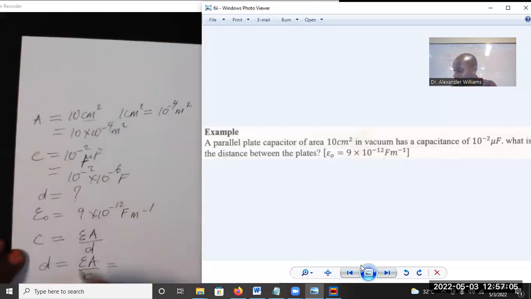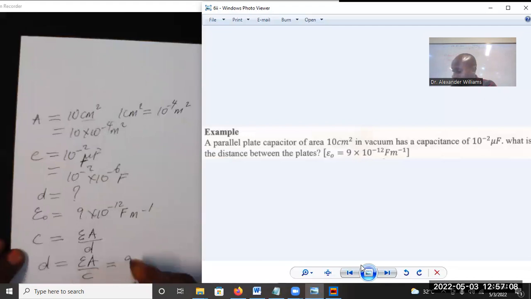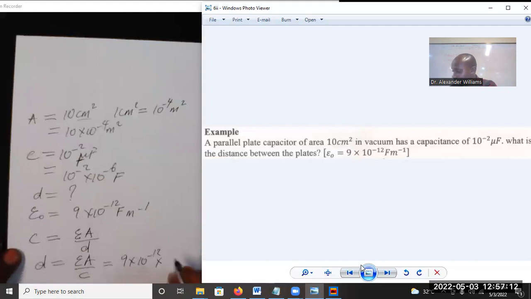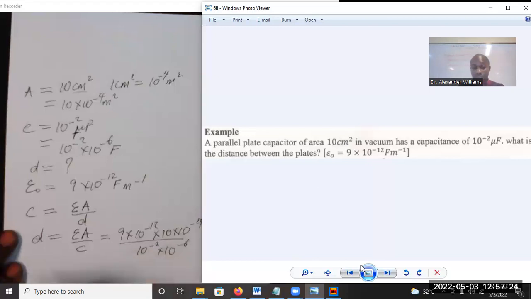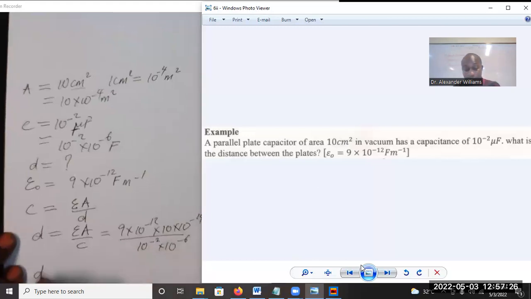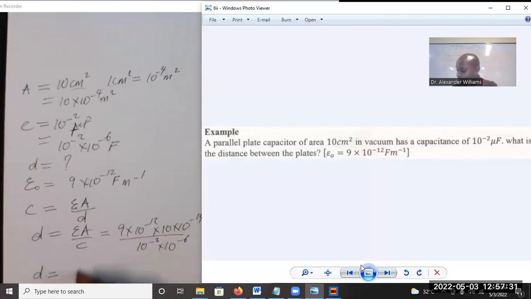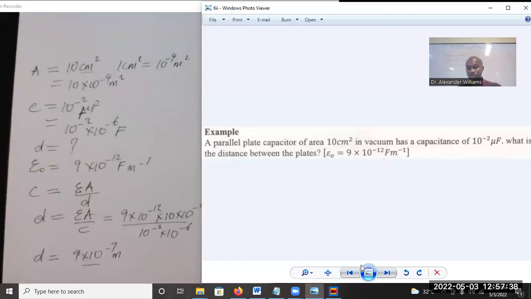You substitute the values, that is 9 times 10 raised to the power minus 12, and the area is 10 times 10 to the power minus 4, all over the capacitance, which is 10 raised to the power minus 2 times 10 to the power minus 6. If we use the calculator and calculate that, we end up having 9 times 10 raised to the power minus 7 meters. That's the distance of separation between the two plates.